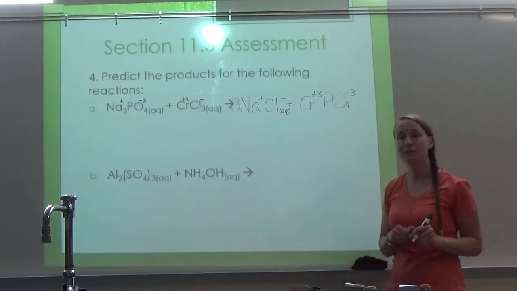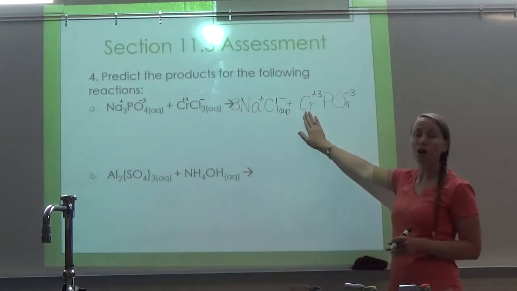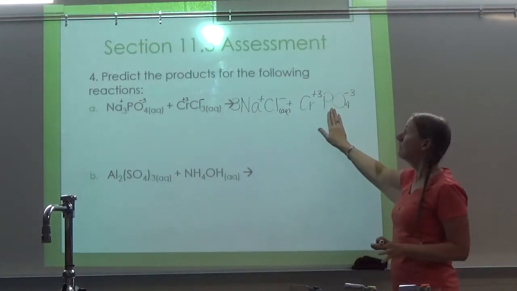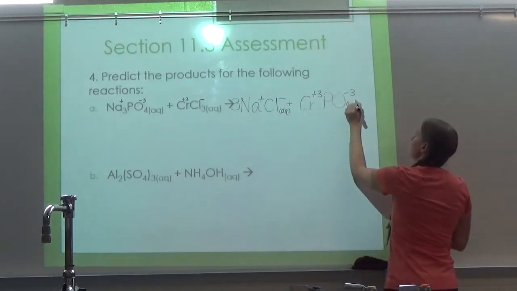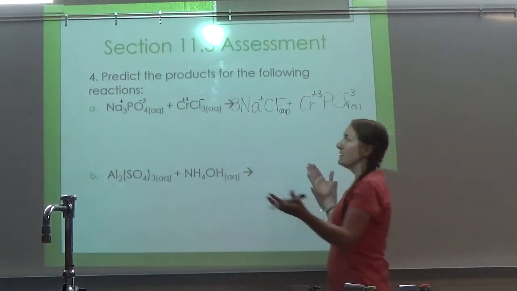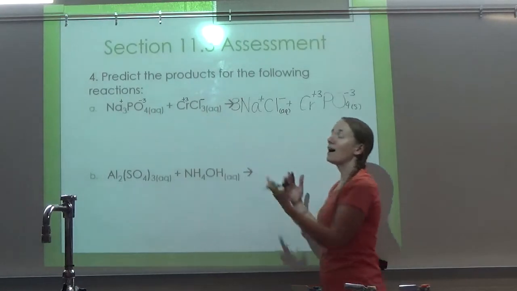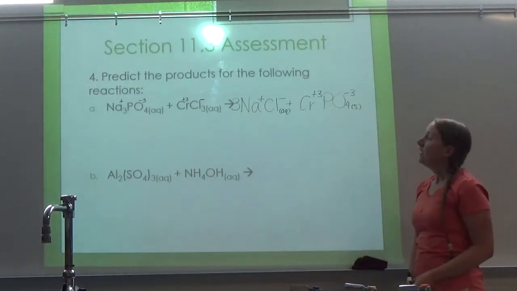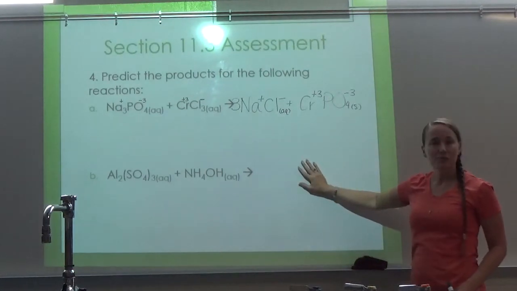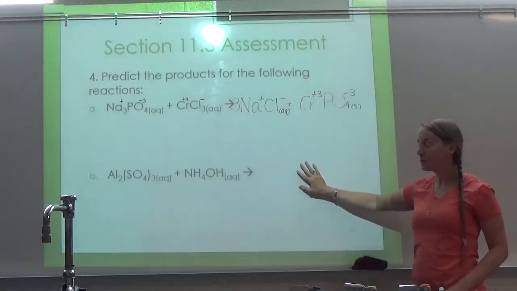It's not going to be a precipitate. Cr is not on there. However, phosphate is, and it tells you it is insoluble. So it is going to be a solid. So if I mix these 2 chemicals together, I will get a precipitate, and it's going to be this right here. All right, so pause it, try this last one, and hopefully you get it right.